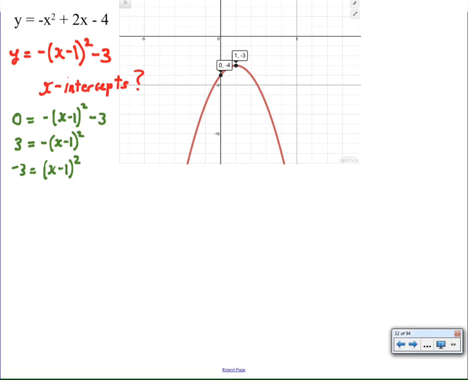So I add 3 to both sides, and then I get rid of the negative by multiplying both sides by -1, and then I take the square root of both sides, remembering absolute value, and that's where I see a problem. We have the square root of -3. So we need to explore that a little bit more.